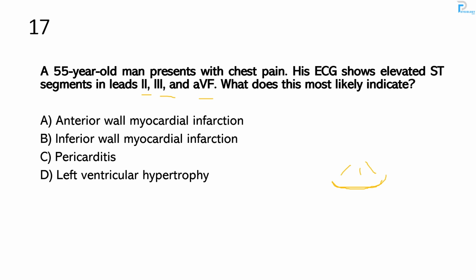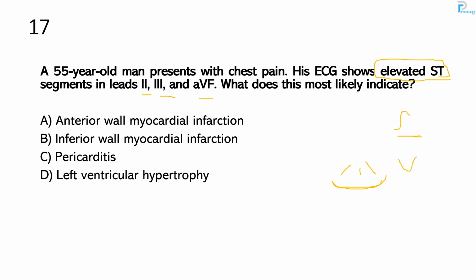So we have here the surface, that is the inferior surface, and we have ST elevation. Normally the ST segment is isoelectric, meaning it's on the line. But if it is elevated, it indicates myocardial infarction. If it's depressed, it indicates myocardial ischemia. So which option here? We have myocardial infarction in two options. So which one is the correct one?